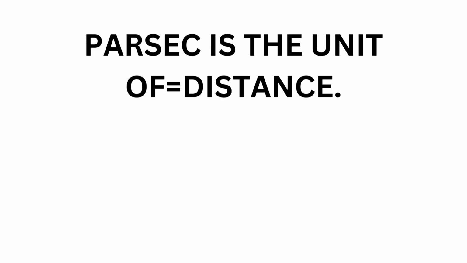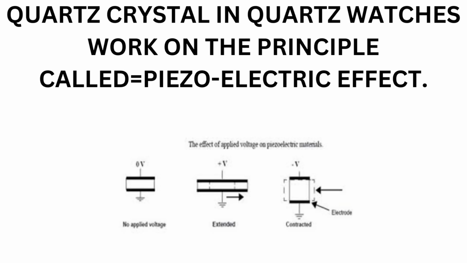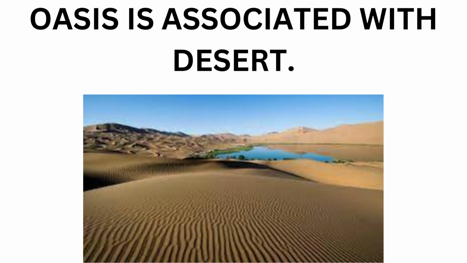And parsec is a unit of distance. And the quartz crystal in quartz watches works on the principle called the piezoelectric effect. And oasis is a term which is associated with deserts. So when a patch of water is surrounded in all directions by sand, it forms an oasis. So oases are commonly found in deserts.